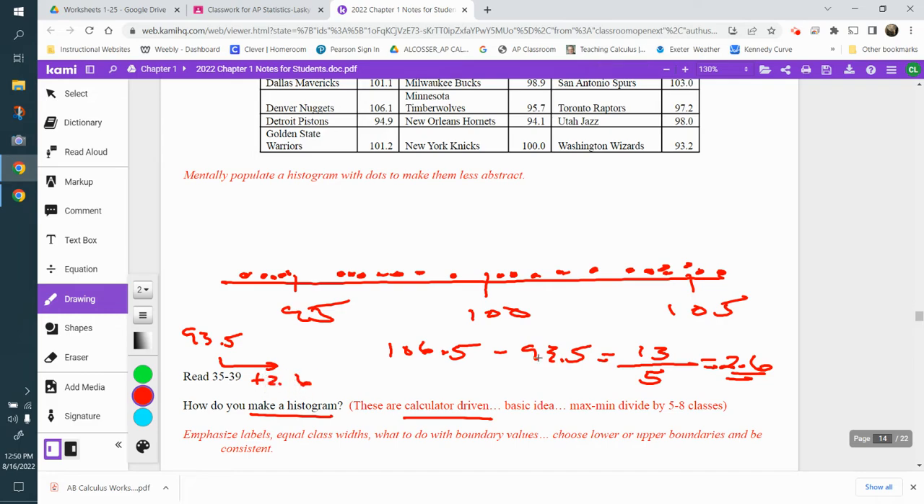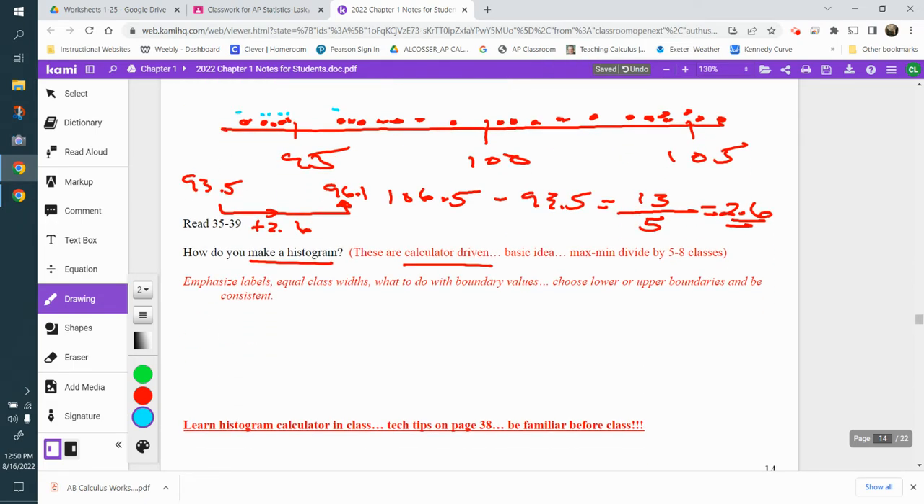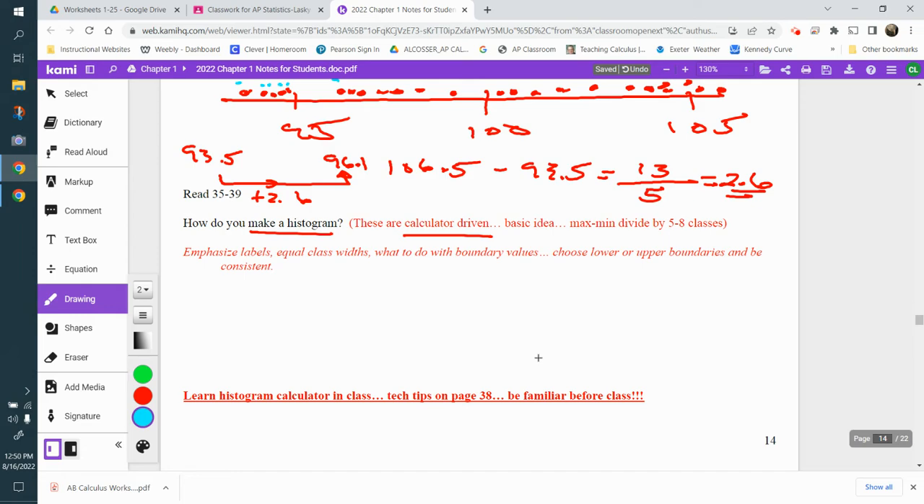And so a 2, that's 95 plus, so this will be 96.1. So then what I do is between those two boundaries, I count the dots. So for this particular one, I go, oh, there's 1, 2, 3, 4, 5, and let's just say that one, 6. There's 6 dots.